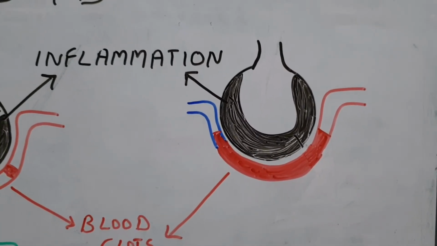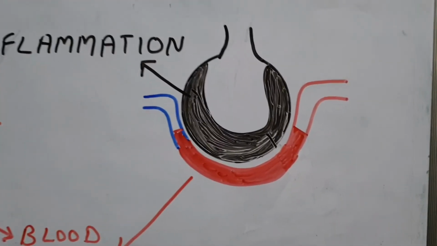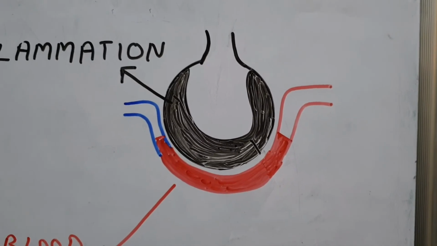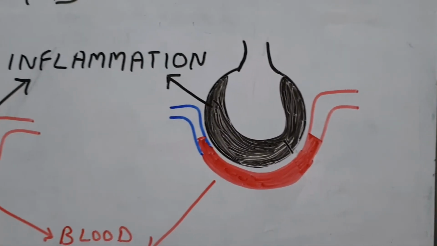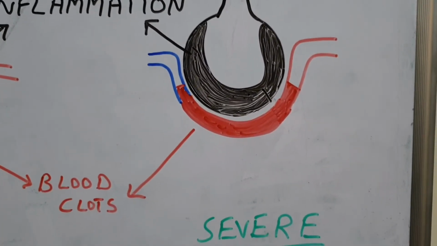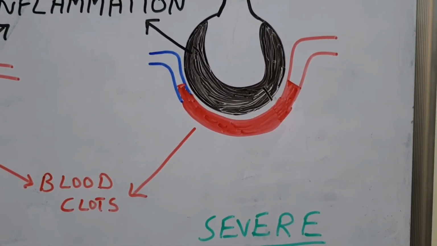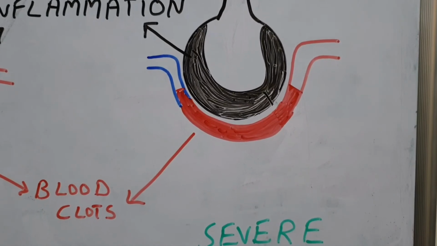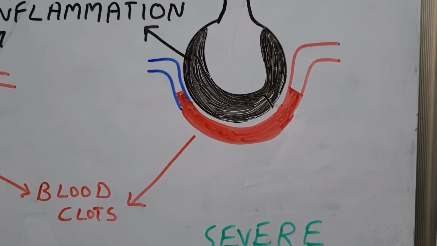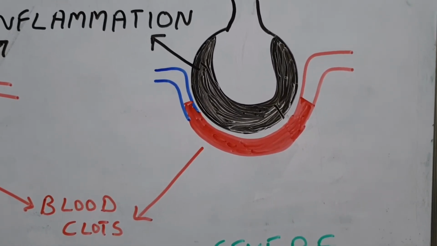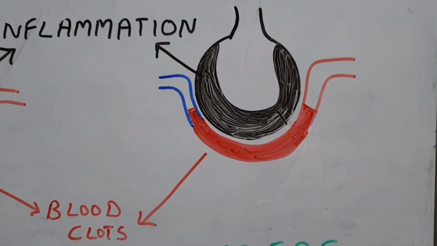So it structurally damages the air sac by reducing its breathing capacity, reducing the size of the air sac due to inflammation, and functionally, since the blood vessels are blocked by the blood clots, the exchange of carbon dioxide and oxygen is impaired. That means the body starts getting less amount of oxygen.